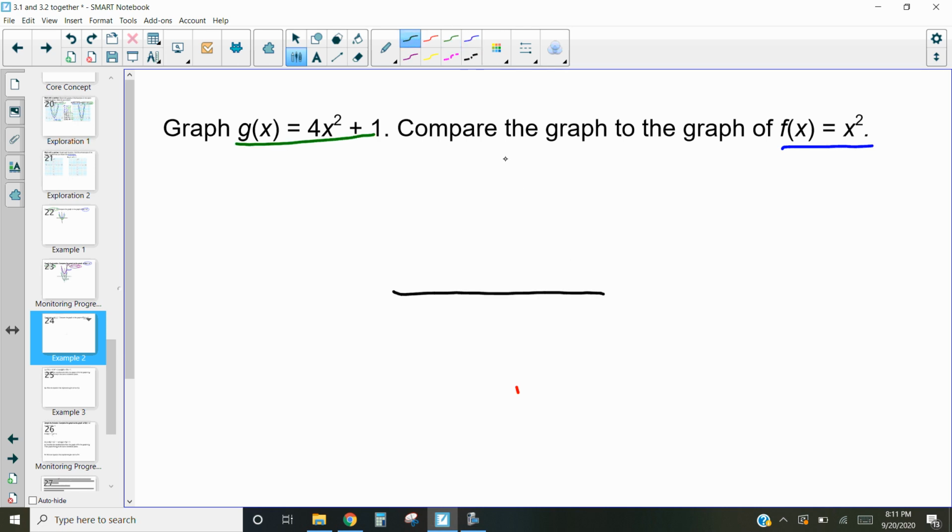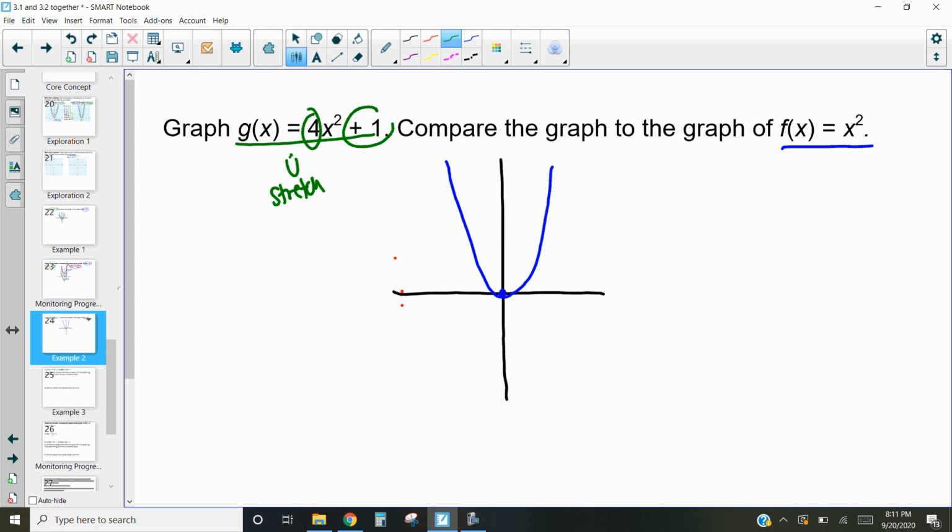So here's my graph for my f of x. And I'm going to start, remember this starts at 0. It's going to look kind of like this. It's not going to look perfect. I'm doing a rough sketch. Now, what does this positive 4 tell us? Well, it tells me it's going to open up like a smiley face, and it's going to have a vertical stretch. So it's going to get thinner by a factor of 4. This plus 1 tells me that I'm going to move it up 1. So my vertex is now going to start here at 1.